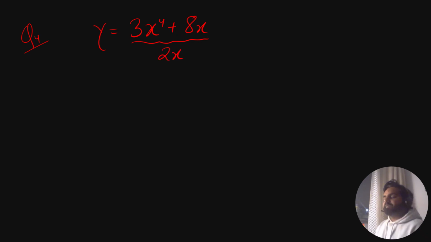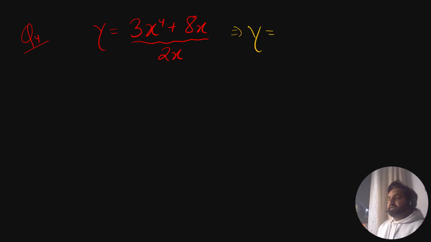Question 4. Now think about this. 3x to the power 4 plus 8x, divided by 2x. Now these two are in fractions, and there is another way to solve this, which is called the quotient rule, but we will use it later. But right now think about, can it be further simplified? So my answer is yes, it can be further simplified.